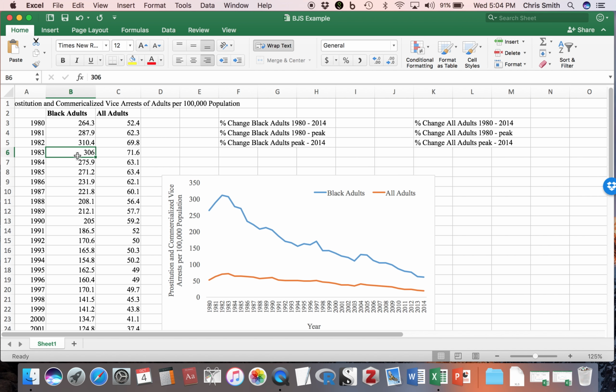between the line and my data columns that the highest arrest rate for Black adults was in 1982 at 310 per 100,000. Then my third question asks, what was the percent change in Black adult arrest rates from the peak, 1982, to 2014? So from here to here. Why do I care so much about this peak? Let me show you another example that has a different shape and explain why it's meaningful.